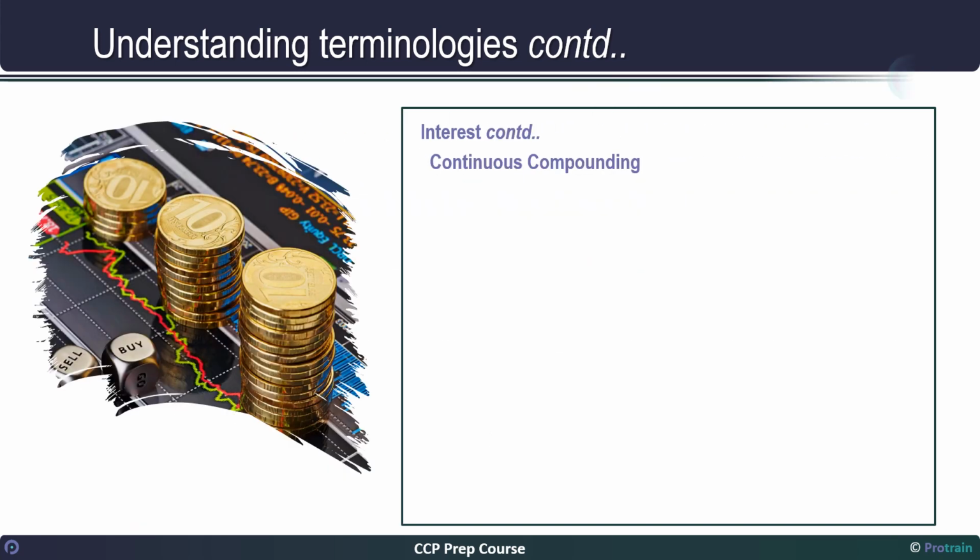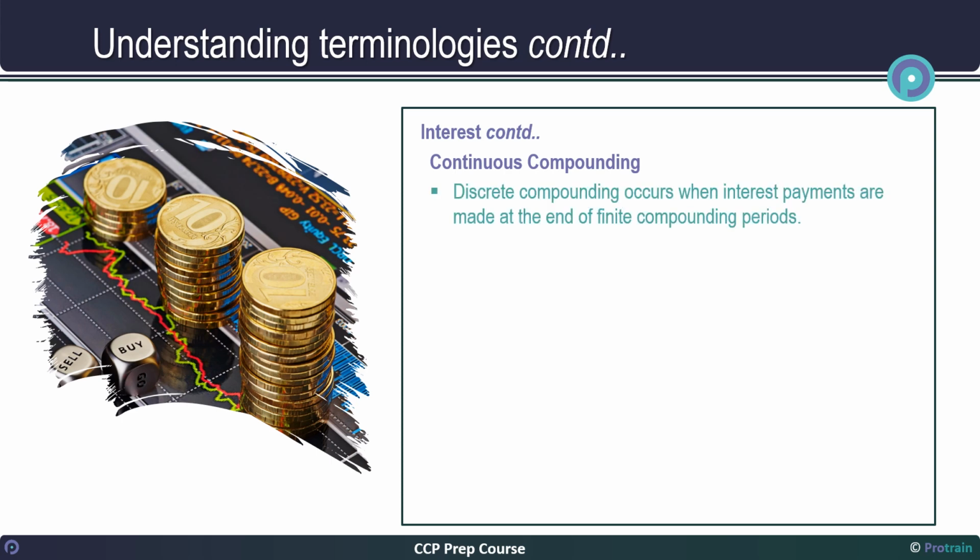Continuous compounding. In previous slides we discussed nominal and effective interest rates. We learned term K, the number of compounding per period. Essentially, we are talking about some finite number of compounding in the year. This is called discrete compounding. In other words, discrete compounding occurs when interest payments are made at the end of finite compounding periods.